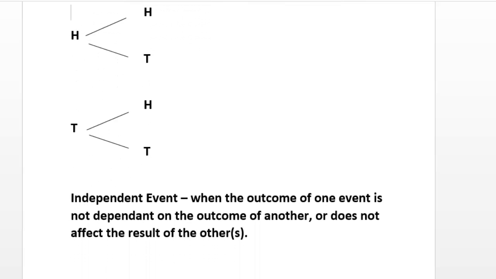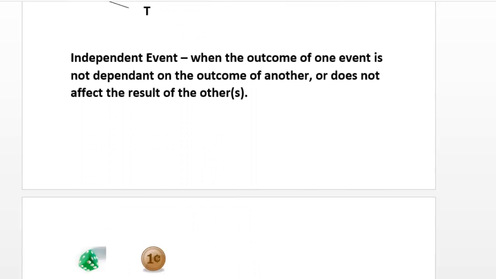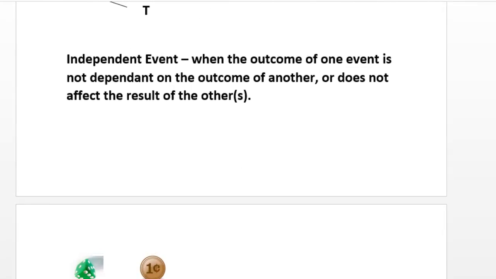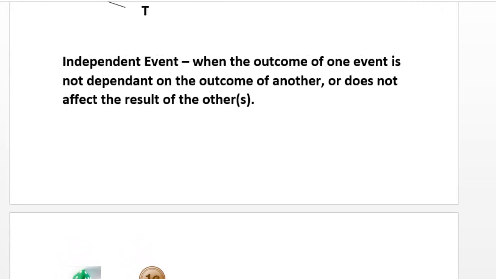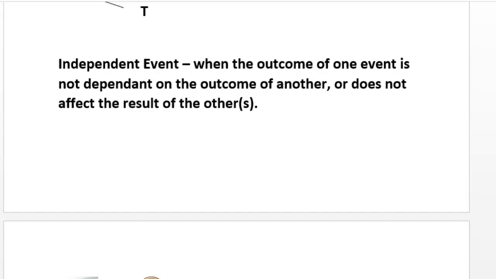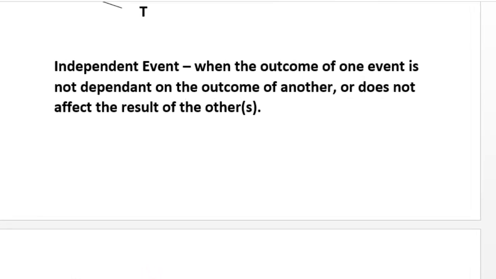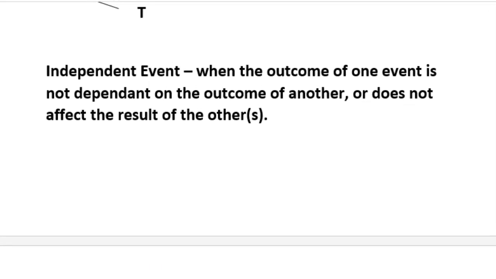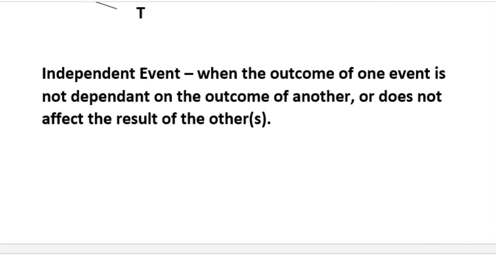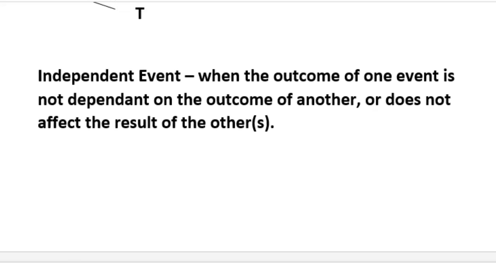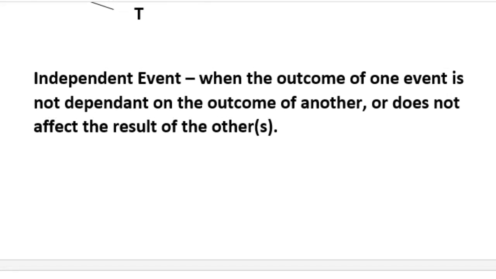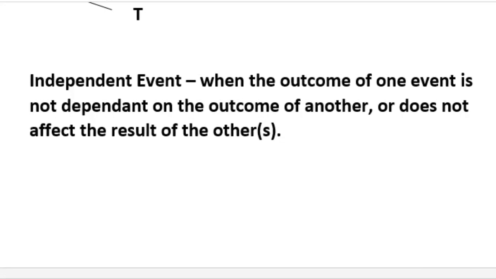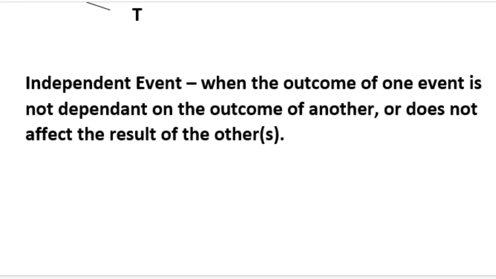You can do this with any experiment, regardless of how many outcomes each presents individually, as long as each is an independent event. An independent event is when the outcome of one event is not dependent on the outcome of another, or does not affect the result of the others. For example, the result of a heads or tails on one coin has no bearing on the outcome of tossing the second coin. The outcome of the second toss does not depend on the outcome of the first toss.